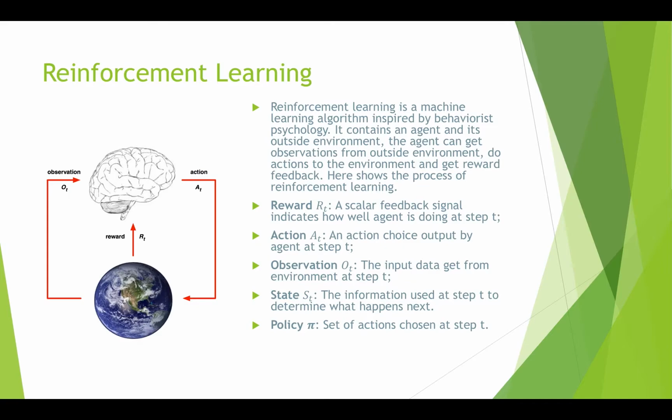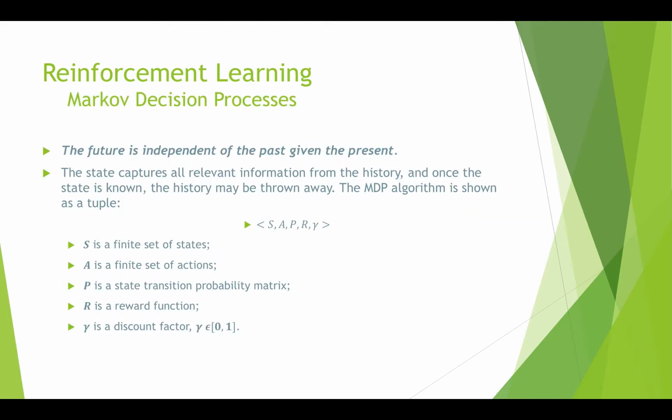Reinforcement learning is a machine learning algorithm, and it contains an agent. Here, the brain is the agent, and the outside environment is the Earth. On each step t, the agent will receive the observation Ot from the outside environment, then choose an action At to do to the outside environment, and finally get a reward Rt as feedback from the environment. Reinforcement learning is based on a Markov decision process.